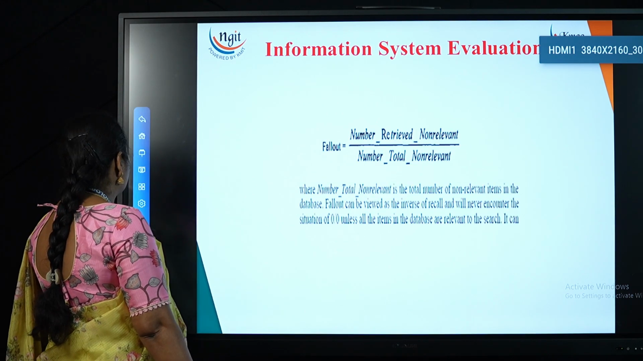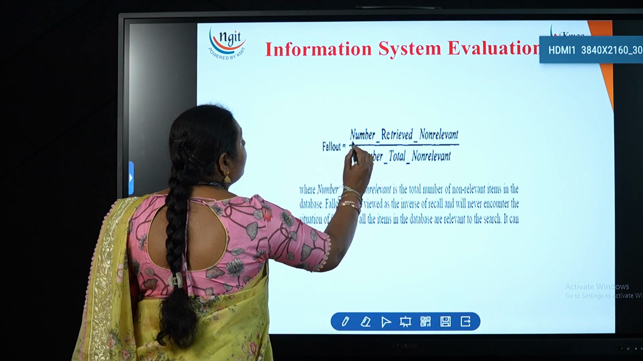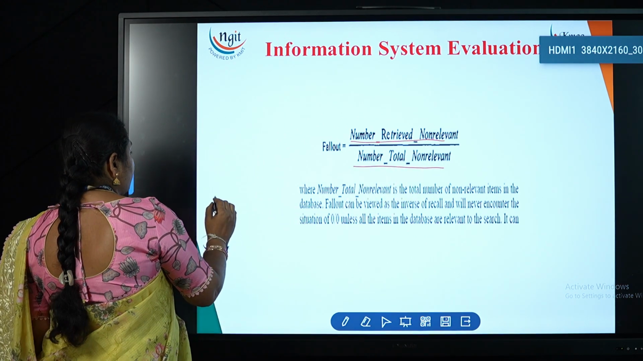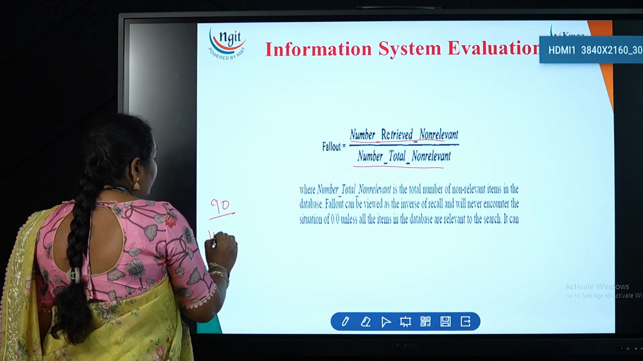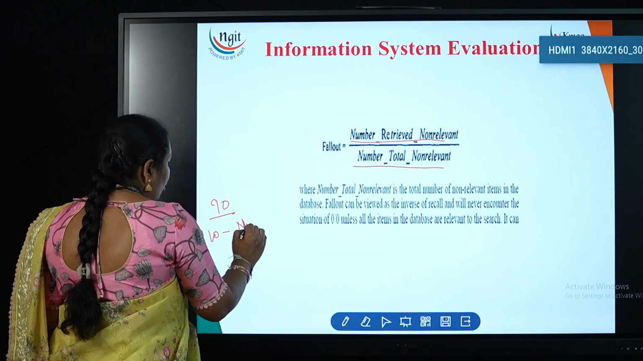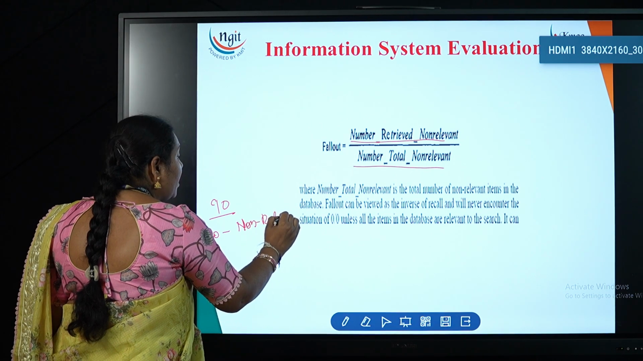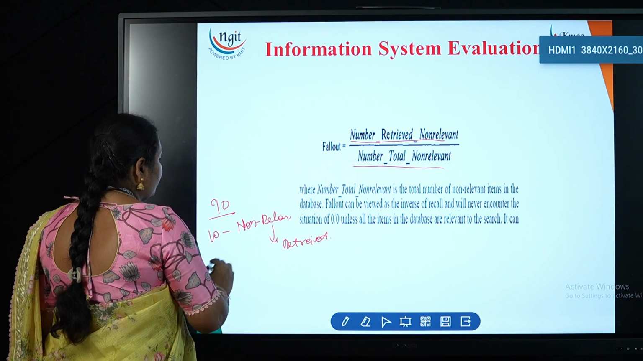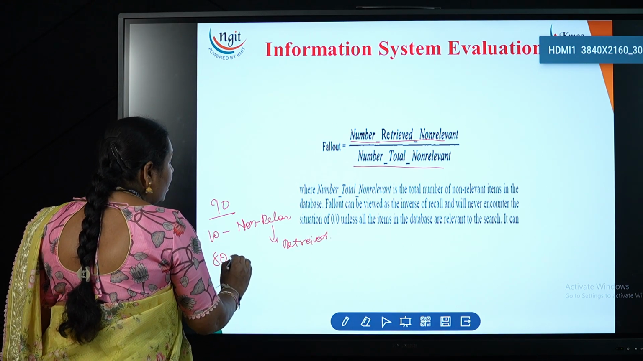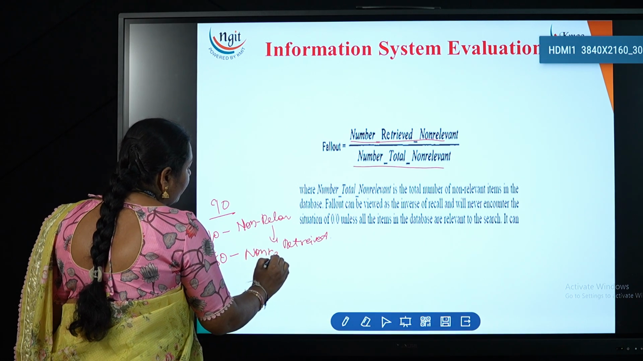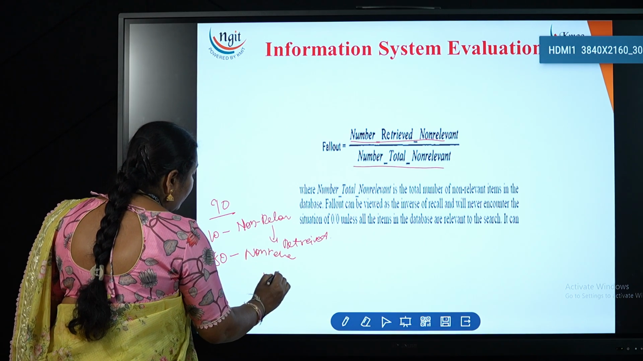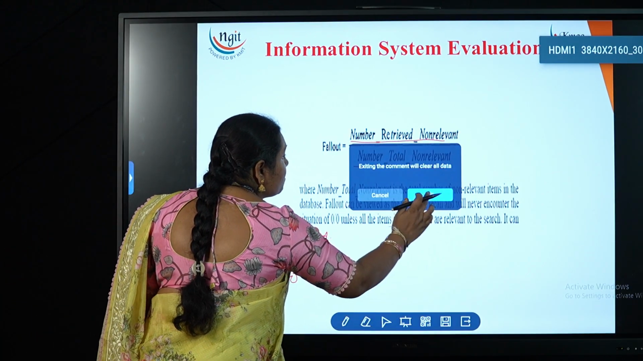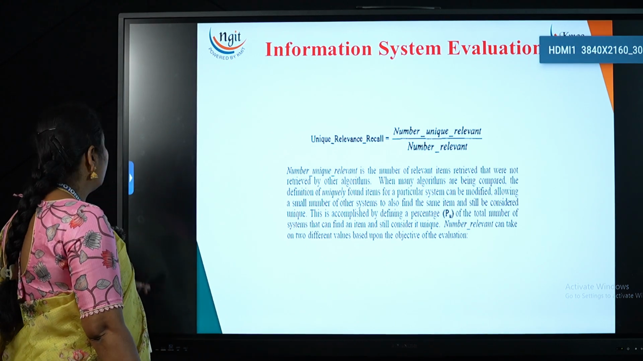The next one is fallout. What is fallout? The number of retrieved non-relevant over the number of total non-relevant. Suppose 10 are non-relevant but they are retrieved, which should not have been retrieved. Out of this, 80 are completely non-relevant. So what is your fallout? 10 by 80. This is your fallout, and these measures are used for evaluation purposes.